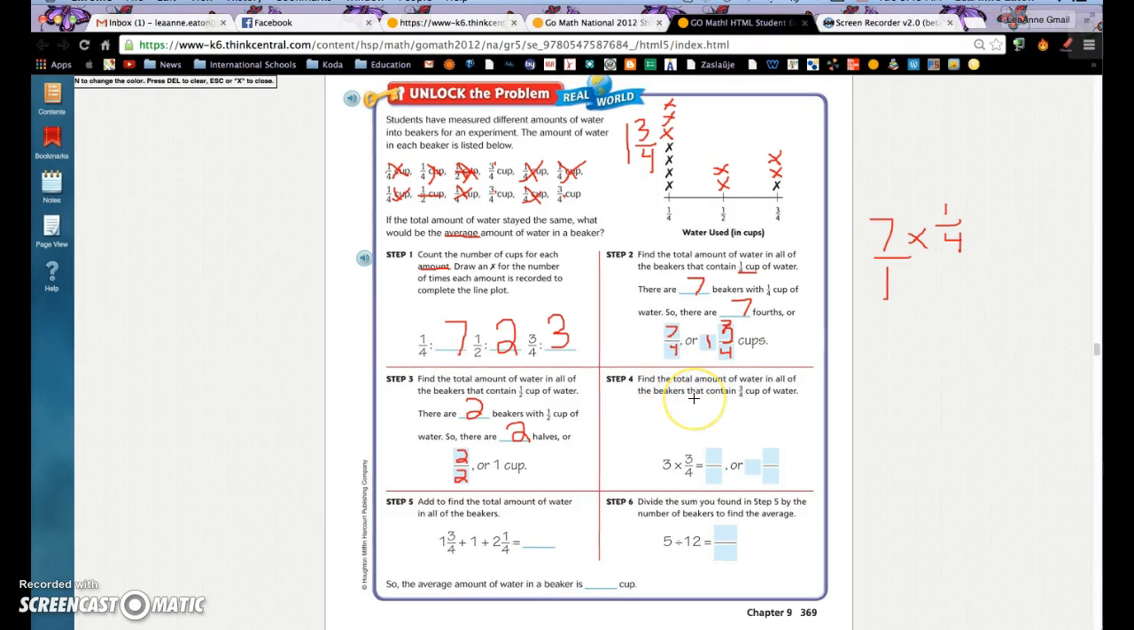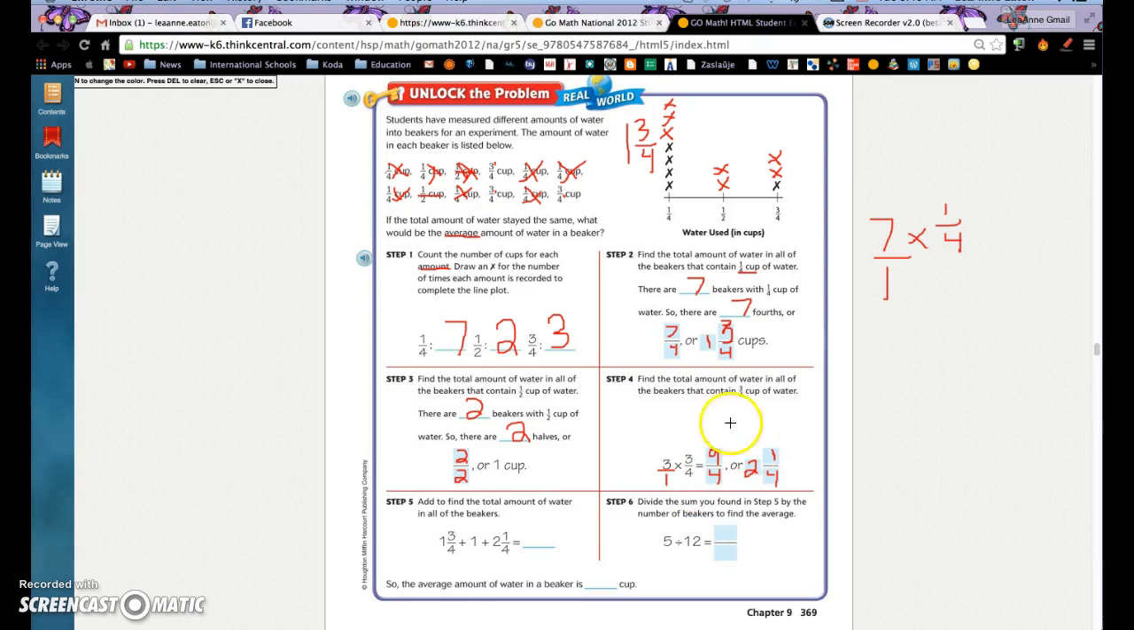Then step 4, the total amount of water in all the beakers that contained 3/4. They did that for us. They already counted that there is 3. So we put 3 over 1. 3 times 3 is 9. And 1 times 4 is 4. Okay, so good thing we did so awesome on our fractions units. So we have 9 over 4. So 4 goes into 9 2 times, because 2 times 4 is 8. And then what's left over? 1 over 4.